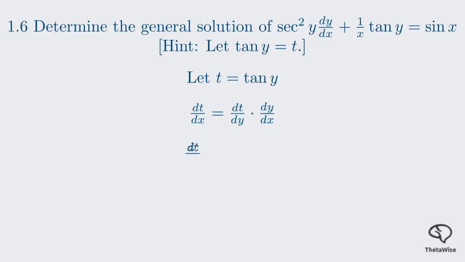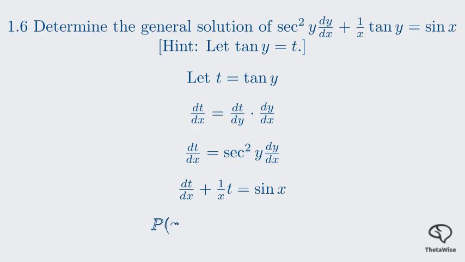The derivative of tangent y is secant squared y. So we have dt/dx equals secant squared y times dy/dx. Now we have everything we need to substitute back into the original equation. Notice that secant squared y dy/dx is exactly what we found to be dt/dx, and tangent y is just t. Making these substitutions, our equation becomes dt/dx plus 1 over x times t equals sin x. Look at that transformation. We've turned a difficult nonlinear equation into a simple linear first-order differential equation for t.